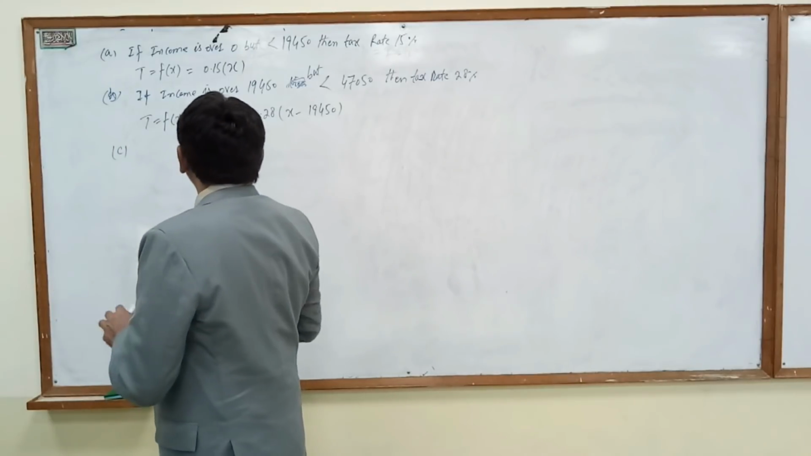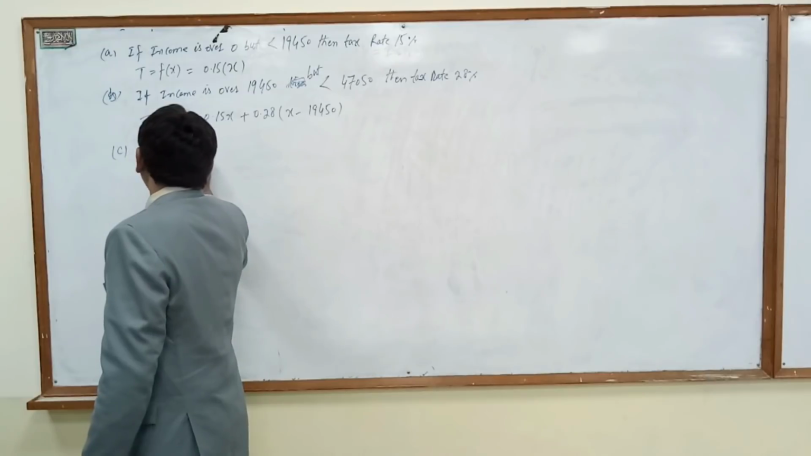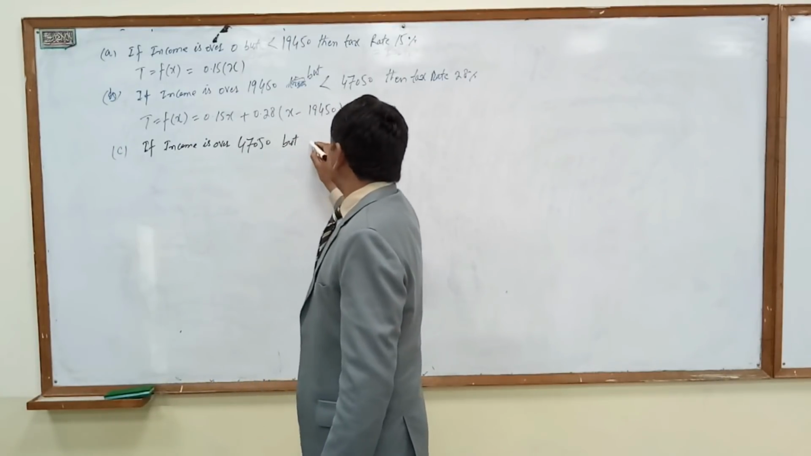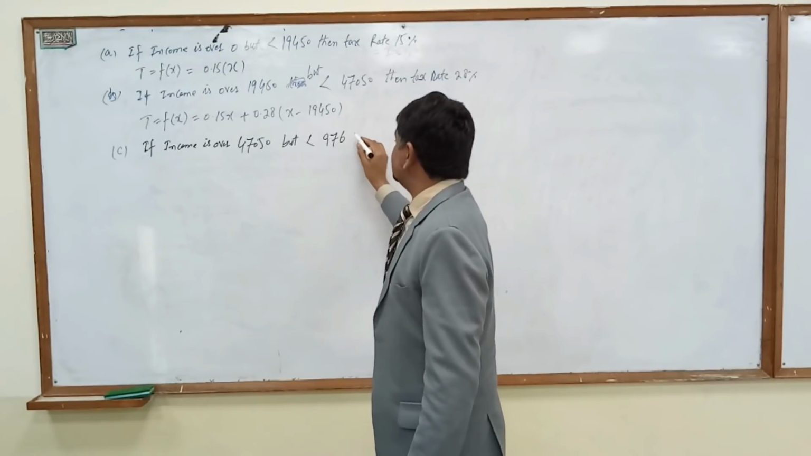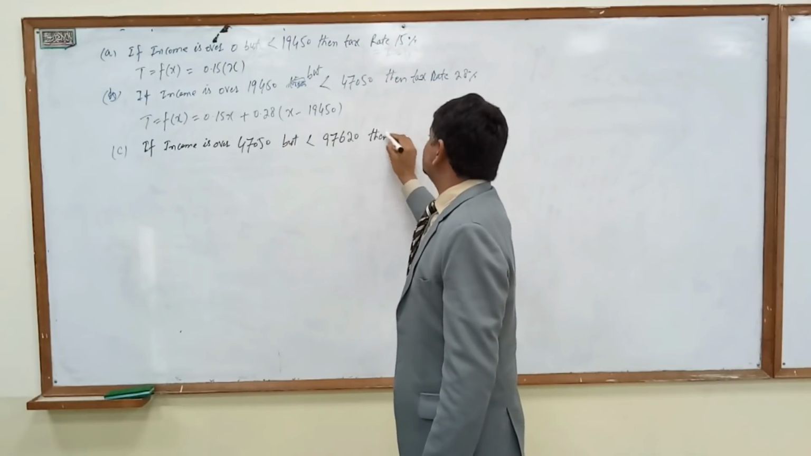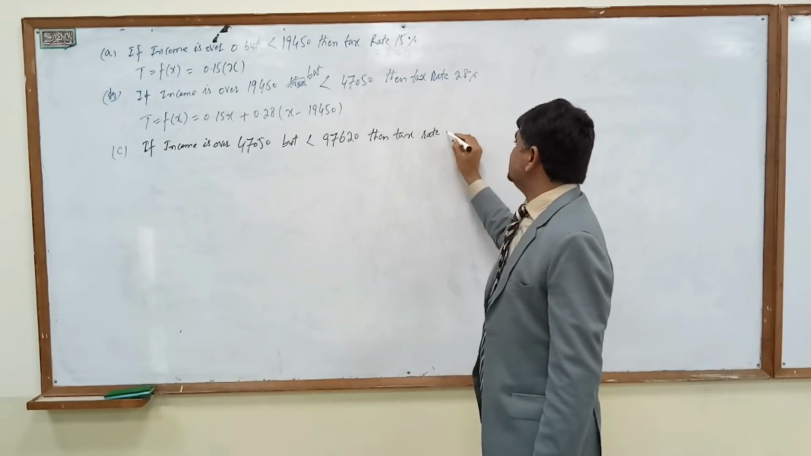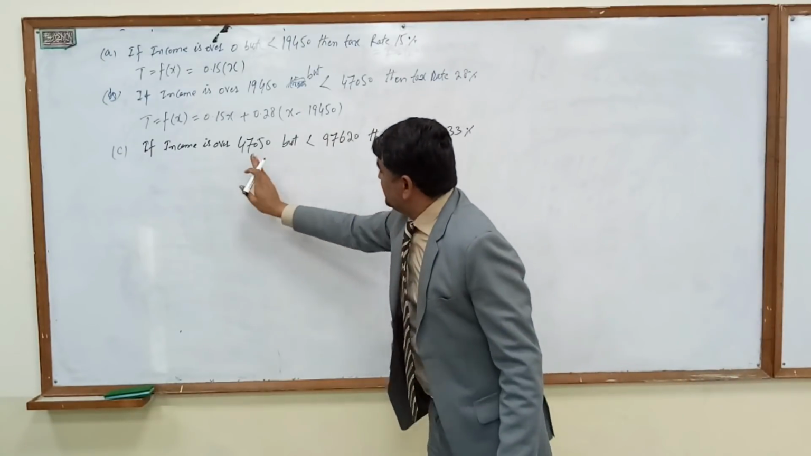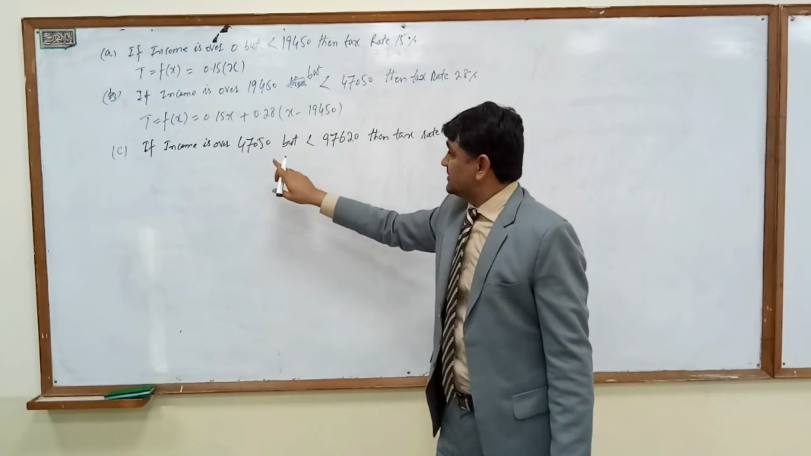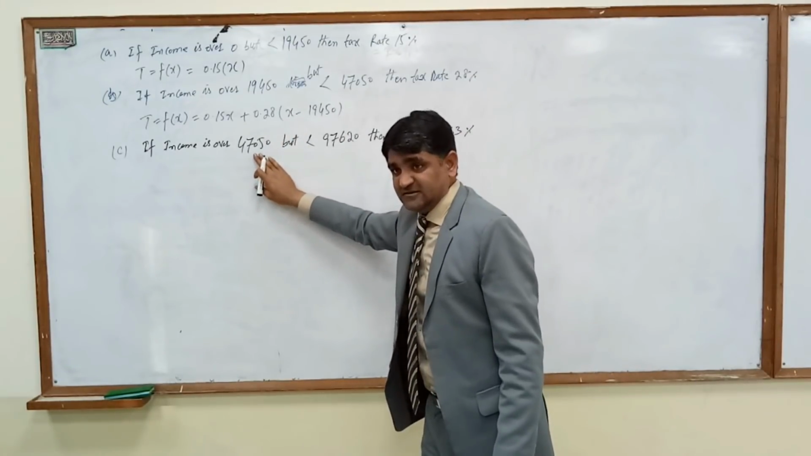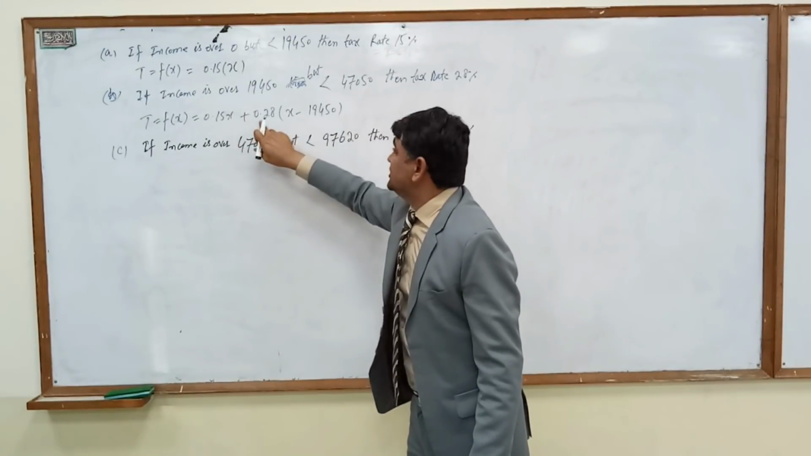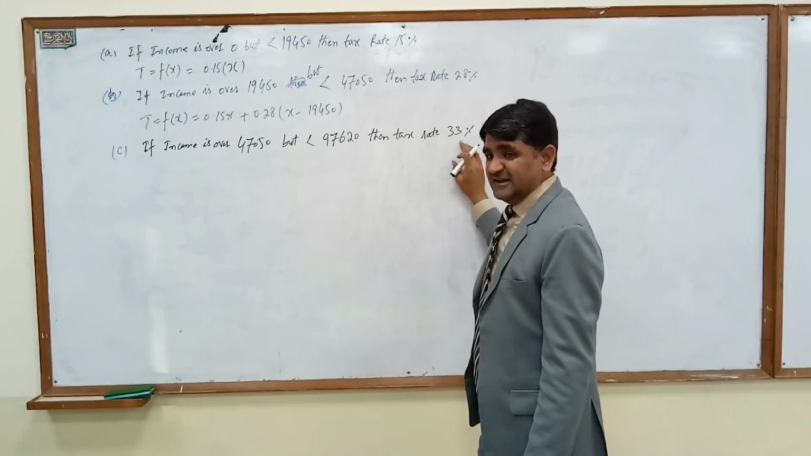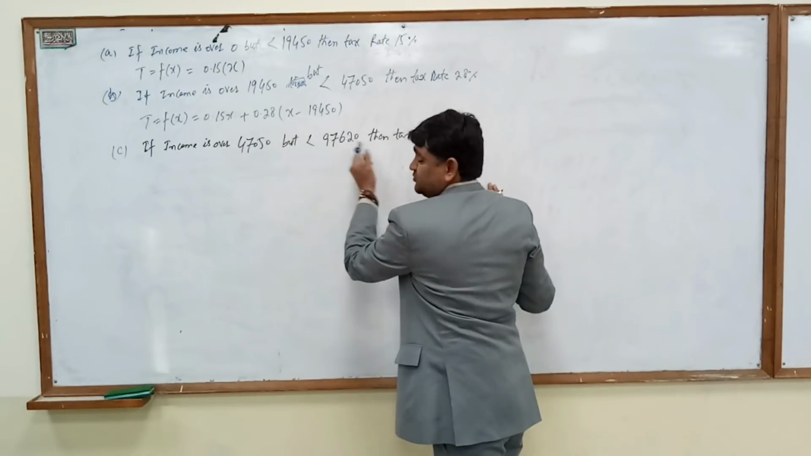If income is over 47,050 but less than 97,620, then the tax rate is 33%. Have we done with this before this? Yes, sir. So what is the function which is implied on 47,050? That is 0.15x plus 0.28 times x minus 19,450 plus 0.33 multiplied. Here it will be applied after this point.